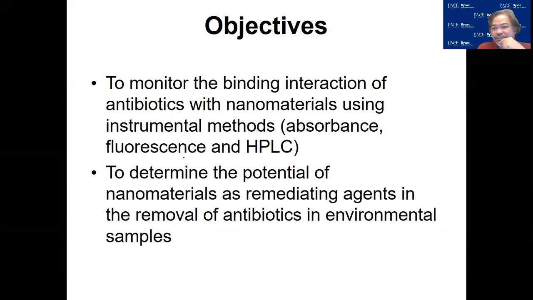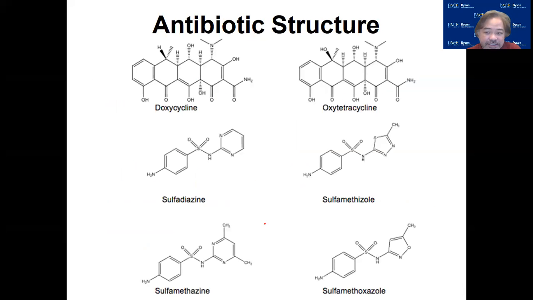Okay, because there are some fluorescent antibiotics that we use. And to monitor the amount that bound to the nanomaterials, we also use HPLC. And from this, we determine the potential of nanomaterials as remediating agents in the removal of antibiotics in environmental samples. So this is, we could say, an all lab-based study. Okay, so you as a chemical engineer, maybe you can improve this initial study that we did, and put it into a large scale application.